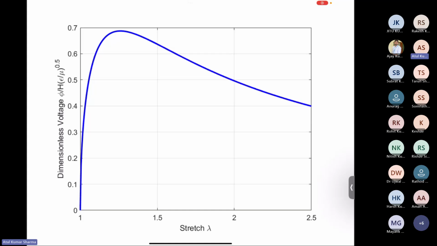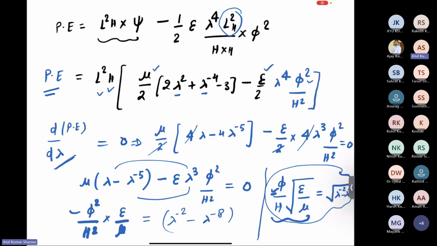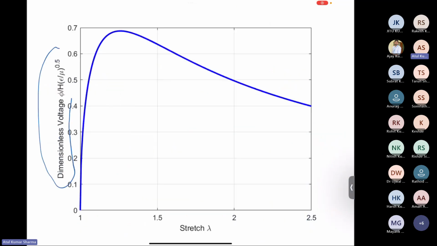So what I did, I just plotted this non-dimensional quantity. What is the unit of lambda? Lambda is the ratio of L upon capital L. L is also length, capital L is also length. It means that this quantity is non-dimensional, not having any dimension. So the left hand side quantity will also not have any dimension. So this quantity I am calling a non-dimensional voltage. Okay, so I plotted this dimensionless voltage against the stretch. So this is the response, and you can see that it is not linear like your case of spring.